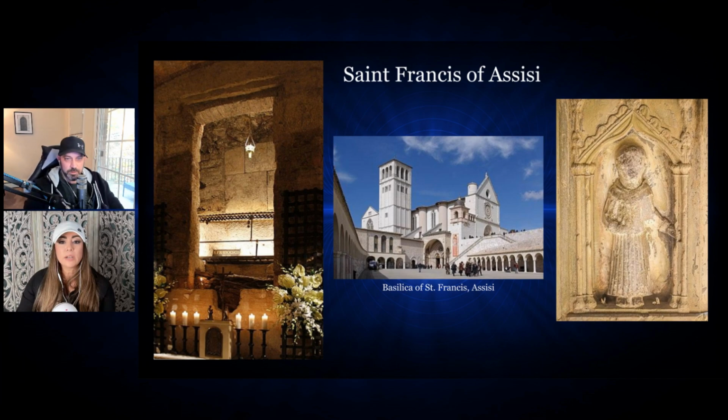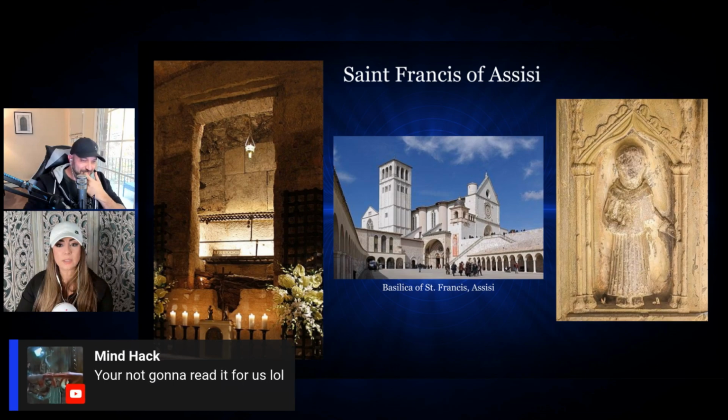And then my final slide. So St. Francis is buried at the Basilica of St. Francis of Assisi in Assisi, Italy. Prior to his final resting place, the body of St. Francis had been hidden with claims of fearing theft of the body for relics.